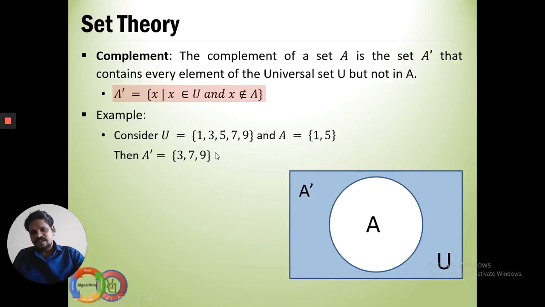In another example, consider U as the set of integers. If A is the set of odd integers, then what will be the complement? It will be the set of even integers.